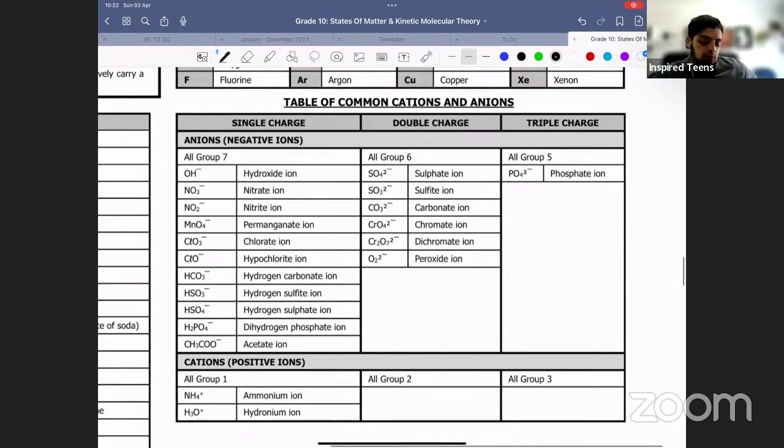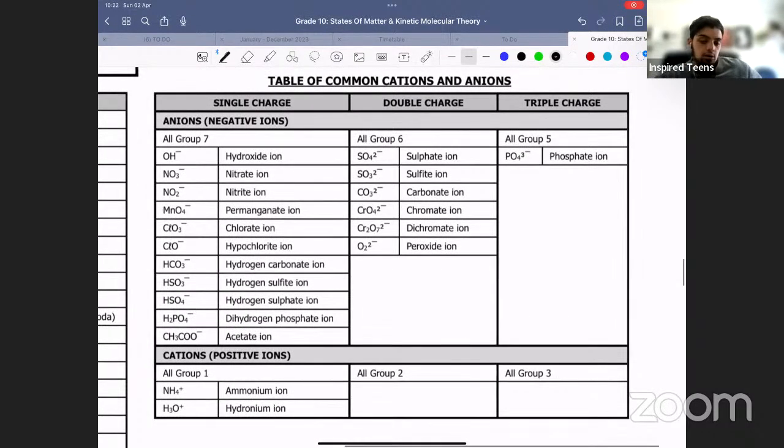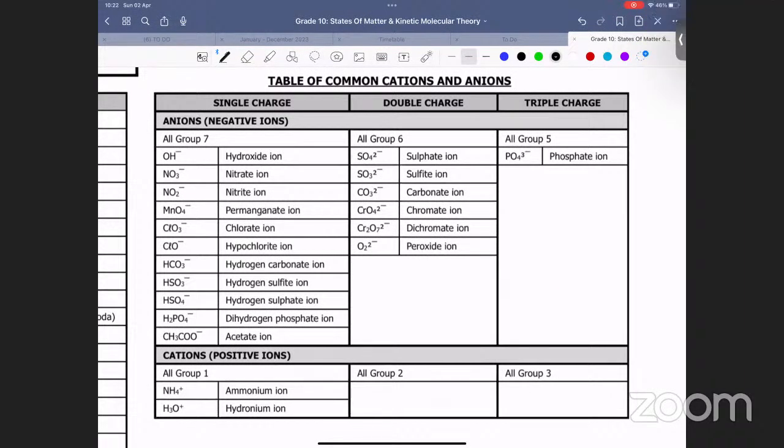Even more important, table of common cations and anions. I want you guys to have a look through this. I just need to go to the bathroom quickly, so just have a look through this question, and we'll come back and we can discuss it.